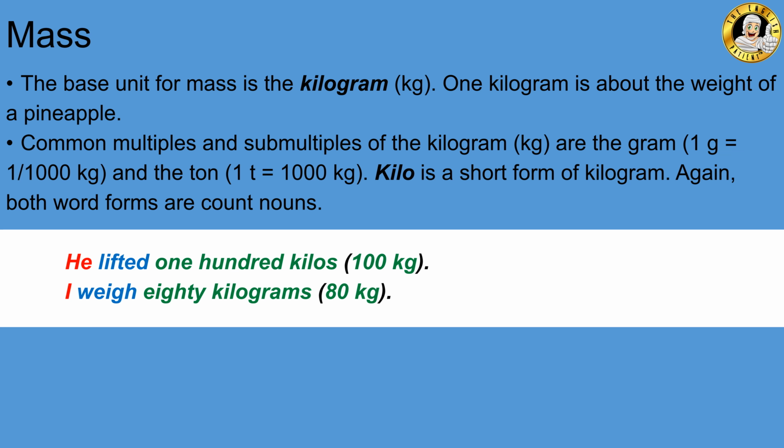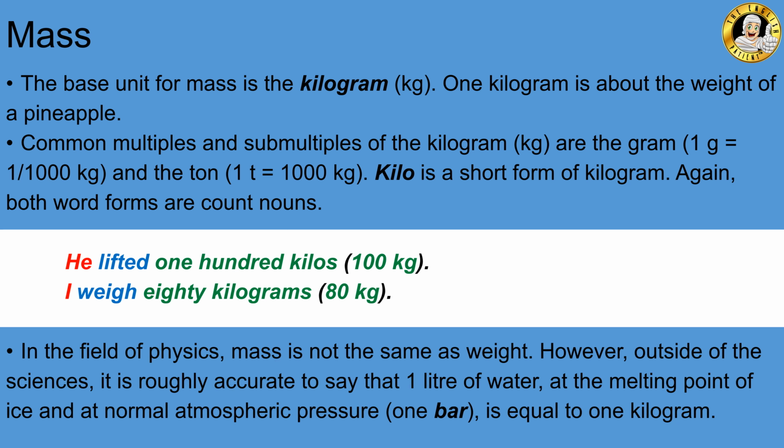Now, kilo is a short form of kilogram. So you can just say kilo. I weigh 80 kilos without saying kilograms. So kilo is often used as a short form. Now, again, both of these words are count nouns. So if they're not equal to 1, you need to be adding an s. Again, not an s to the symbol, but you're adding an s when you're reading it, regardless of if you're using the word or the symbol. So as examples here, he lifted 100 kilos. I weigh 80 kilograms.